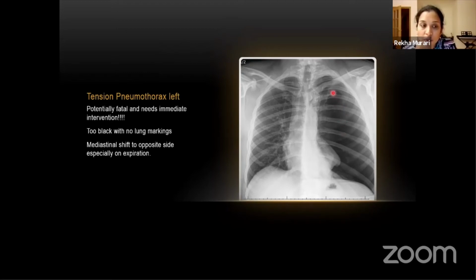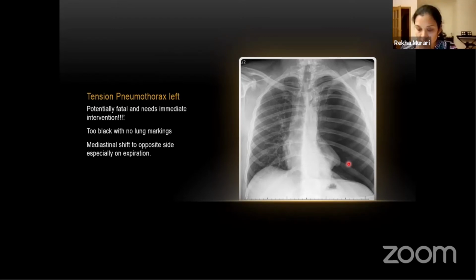And also the most important thing for telling that this is a tension pneumothorax is when there is significant deviation of the trachea. Can you see? It's no more central. It's gone towards the opposite side, and the heart, it's almost like the heart is pushed completely towards the right side. So this is a tension pneumothorax. And if ever you come across this, it's a medical emergency, and you need to have immediate intervention.